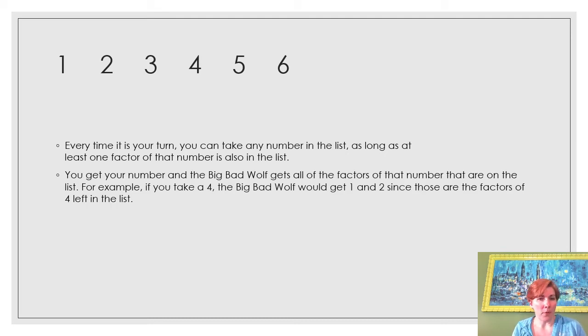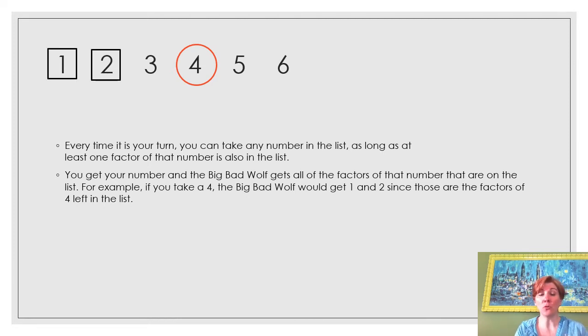So you get your number and the big bad wolf will get all the factors of that number that are left on the list. For example, if you take 4, then the big bad wolf would get 1 and 2, because those are factors of 4 that are still left available on the list. So in this scenario, you get 1 number and the wolf gets 2. So probably not the best strategy.